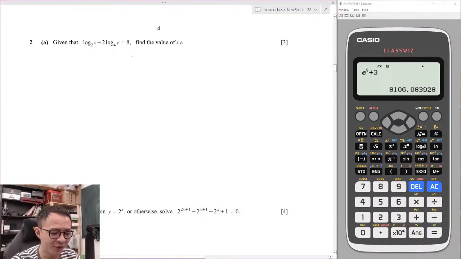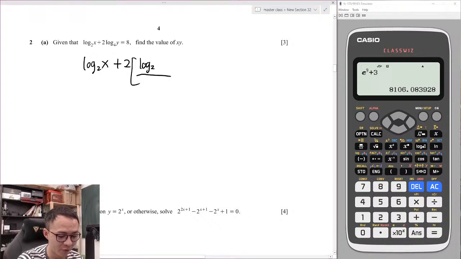Alright, whenever I solve a log question, I always want to make sure they have the same base. But then I see base 2 and base 4. If I want to change, I always change the largest number to the smaller. So in this case, I will change 4 into 2. So log 2x, I will not touch it at all. I will just copy. Then log 4y, I will change it into log base 2 of y over log base 2 of 4. This is how I change base.